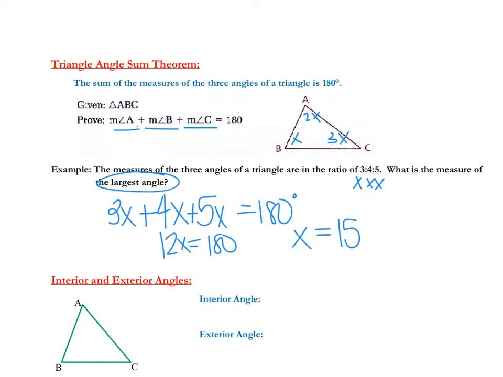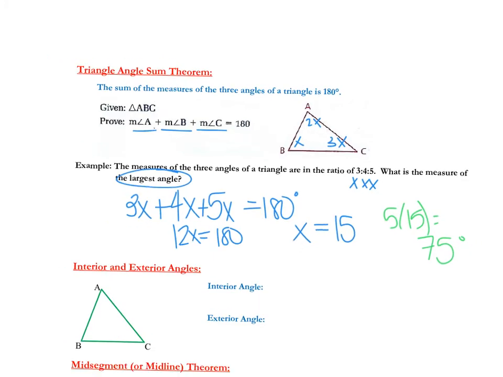And then the directions are to find the largest angle. So 5x is going to produce the largest angle. So 5 times 15 is going to be 75 degrees. And then you can also plug 15 back into these two to make sure that all three add up to 180.